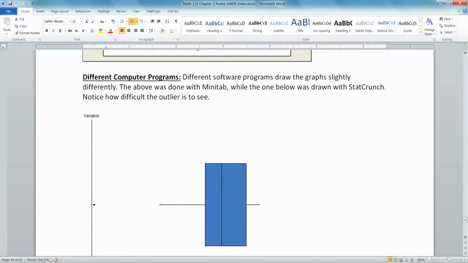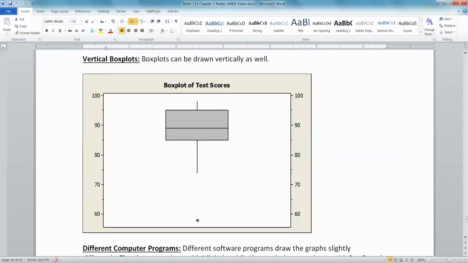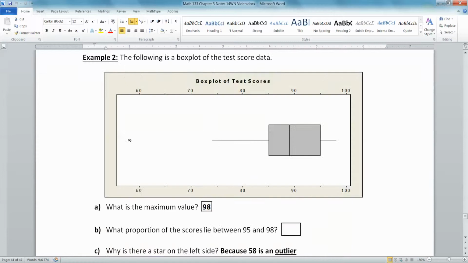That was the algebra exam data. Here was the one that was created in StatCrunch. Here's one from Minitab, and here's another one from Minitab. It's all the same data. Now you can see this is a little bit confusing here because the box on the right is a little bit larger, just a little bit. But the whisker on the left includes the star. Always remember that it includes stars over here. They're part of that whisker.